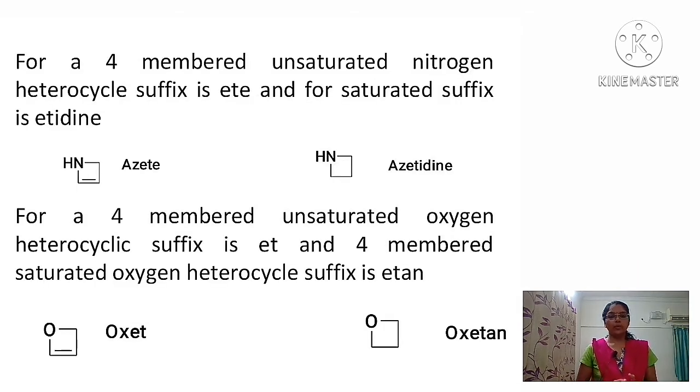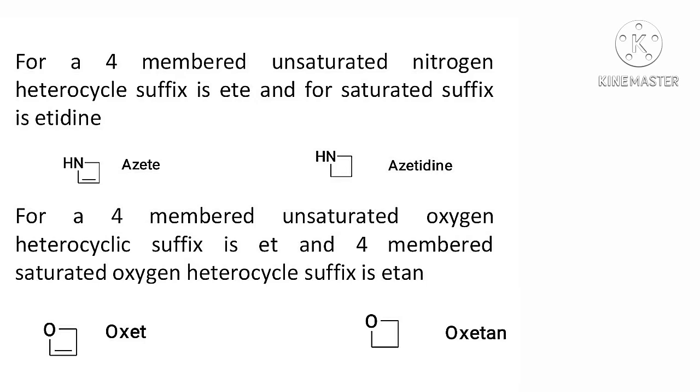Coming to the 4-membered ring: for a 4-membered nitrogen-containing monoheterocyclic compound, if it is unsaturated, the suffix used is ete. And if it is a 4-membered saturated nitrogen monoheterocycle, it is named with the suffix etidine.